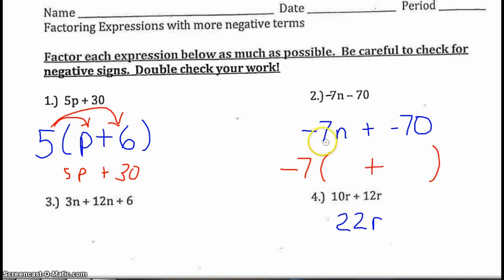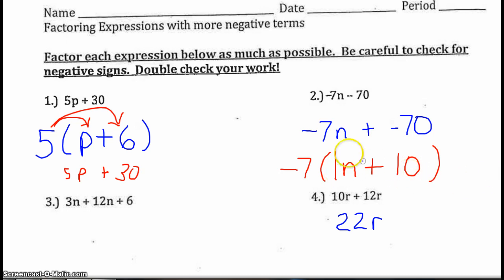Negative 7. So negative 7n divided by negative 7, well, a negative divided by a negative is a positive. So what I'll be left with is just positive 1, or just n, 1n. Negative 70 divided by negative 7, negative divided by negative is a positive. So 70 divided by 7, that's 10. So I would have negative 7 times the sum of n plus 10.